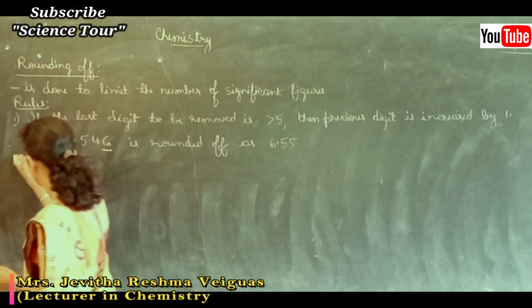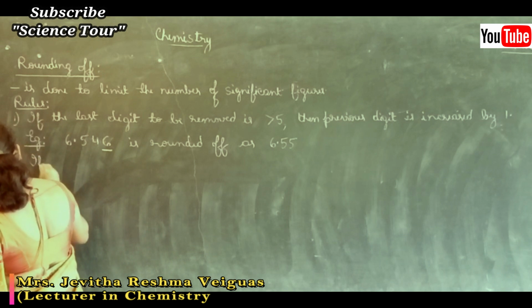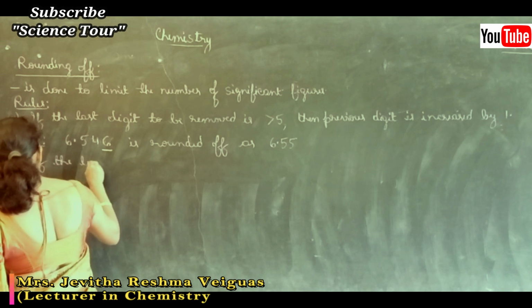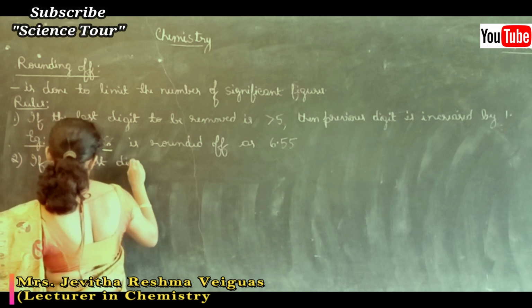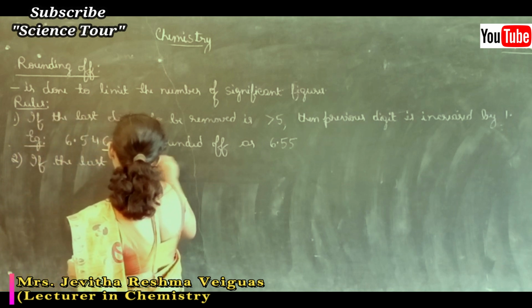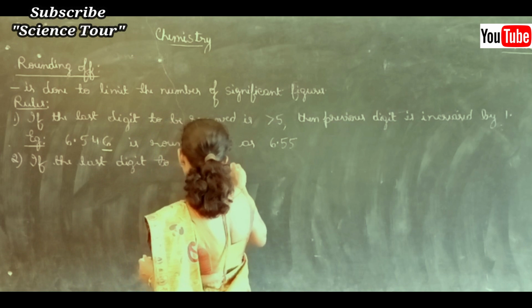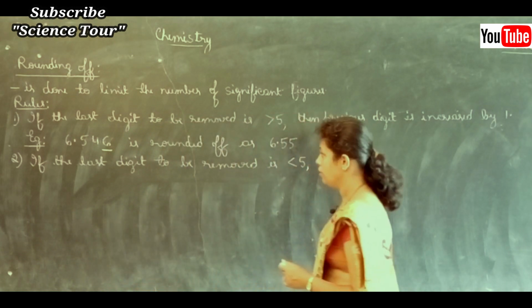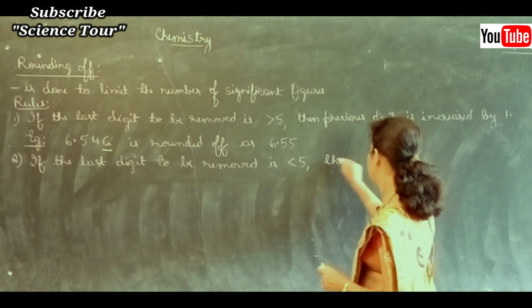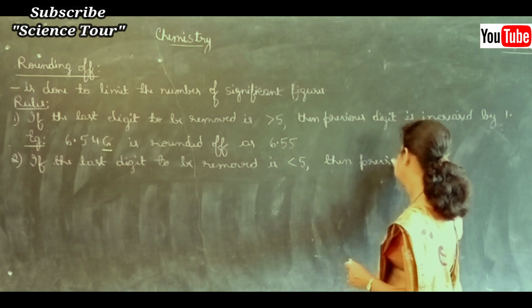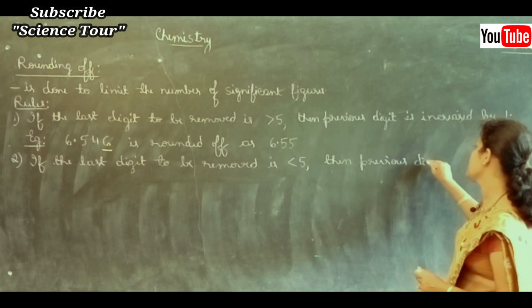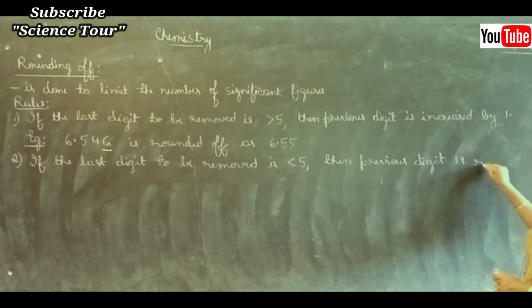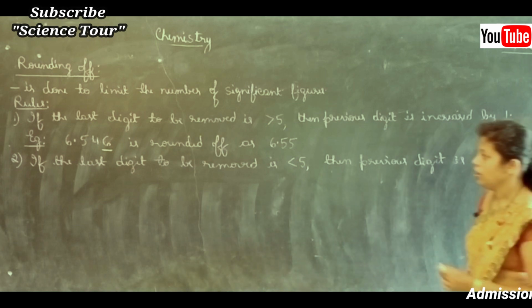Rule number 2. If the last digit to be removed is less than 5, then the previous digit is retained as it is. It is retained as it is. No change is done. Let's have an example.